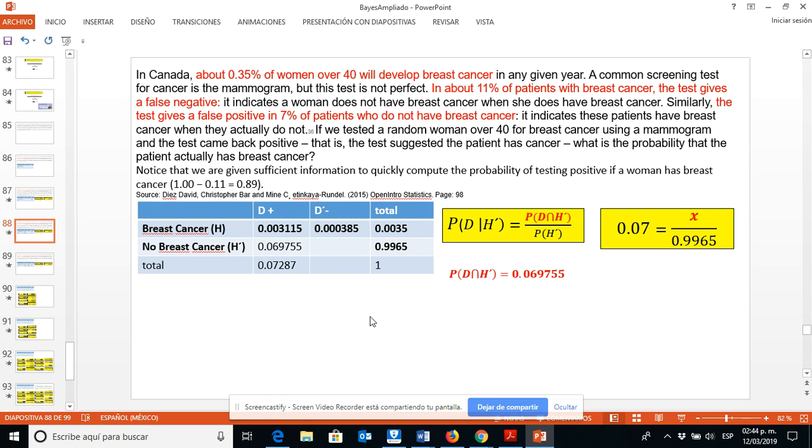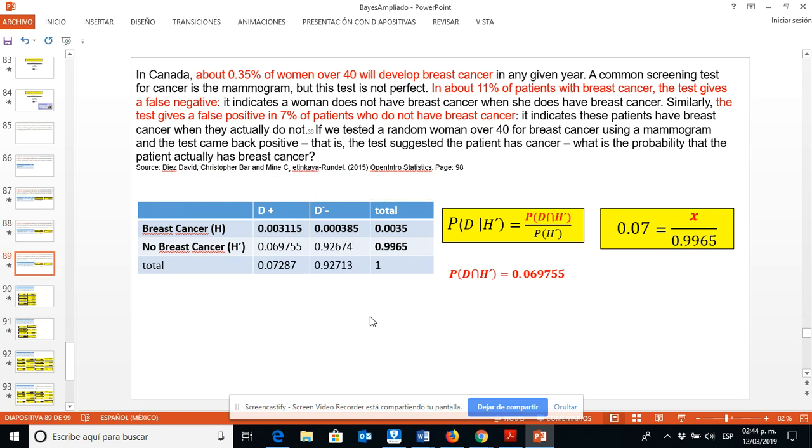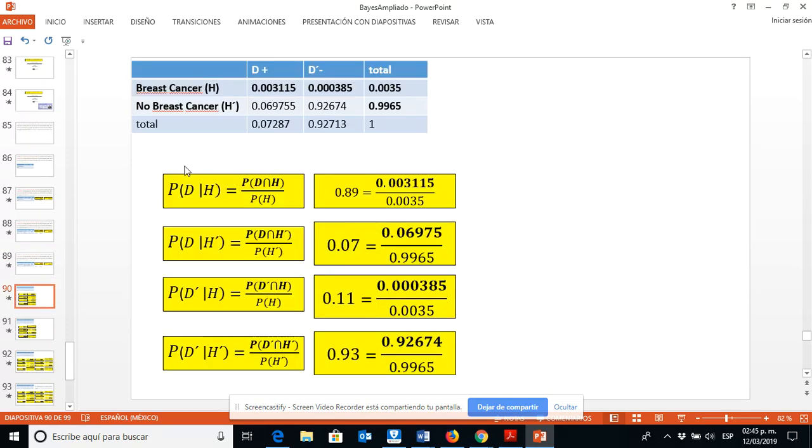Now we are in a position to fill out the rest of the places in our contingency table like that. And once we have all the numbers in our contingency table, we are able to explore all possible conditional probabilities derived from this matrix. We begin by saying the probability of D given H is 0.89. The probability of D given H prime is 0.07. The probability of D prime given H is 0.11, and the probability of D prime given H prime is 0.93.